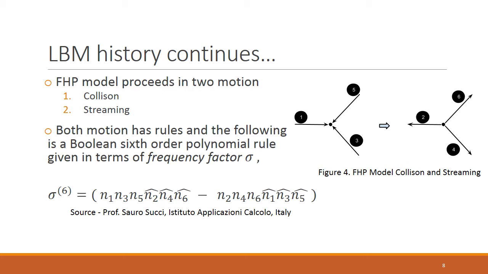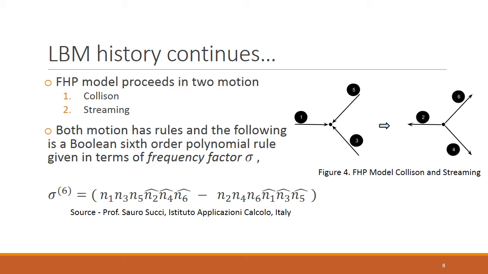So the FHP model proceeds in 2 motions. One is collision, the other one is streaming, which we just explained in the previous slide. If you look at the picture on the right, one particle is going to the center of the atom, so it's colliding with it. Then the second part is streaming back, like momentum. So 2 particles are hitting together and returning back along the same path, but in the opposite direction.